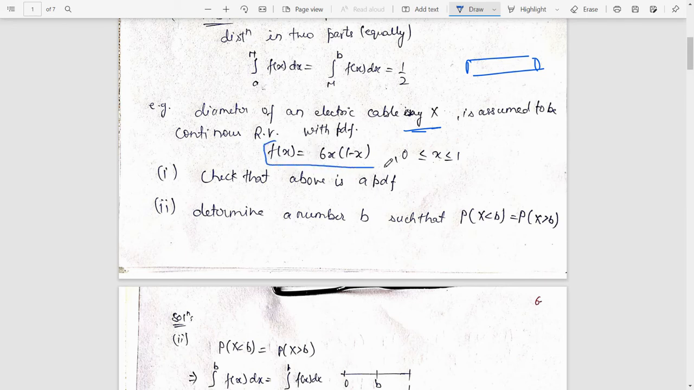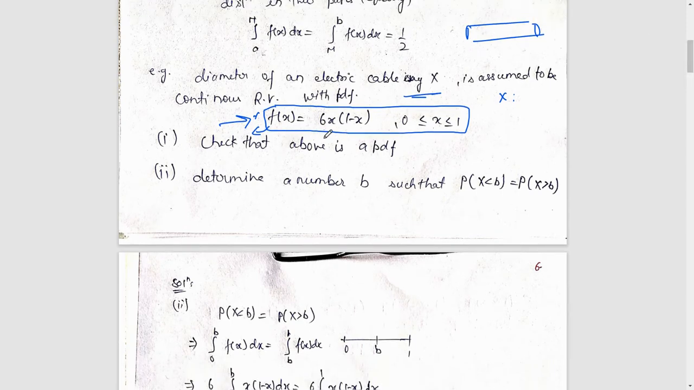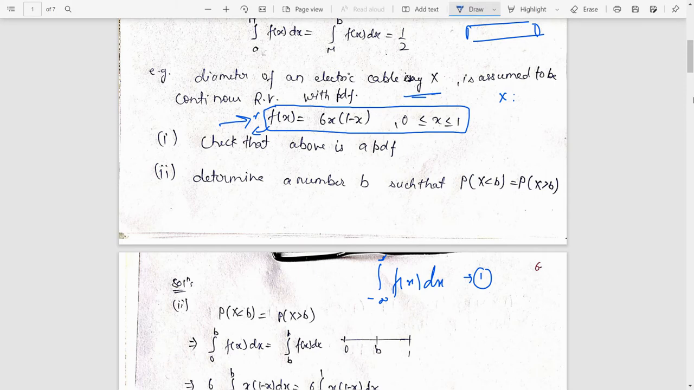So this is a continuous random variable that is given to you, and it is saying that the diameter of the electric cable X is a random variable which is following this continuous distribution. This is a probability density function for f(x). The question is to check that the above is a PDF. I told you for any f(x) to be a PDF, you have to find the integral from minus infinity to infinity of f(x) dx, and if it is going to be 1, then you can say that it is the PDF.